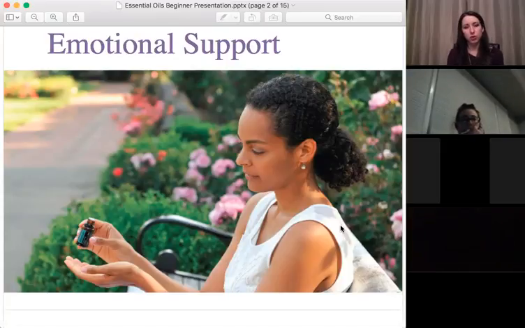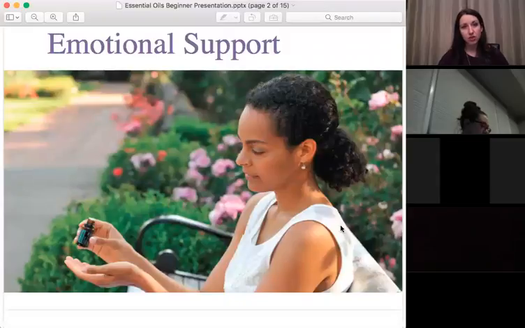Balance, cheer, motivate, peace. There's a bunch of different blends that doTERRA has formulated specifically to help support different emotions. So if you're feeling stressed or overwhelmed, there's a grounding blend that you can use. You can put that on the back of your neck or the bottoms of your feet. There's also a cheerful blend that will help boost your mood. So anything that you're feeling, there's an oil for that.